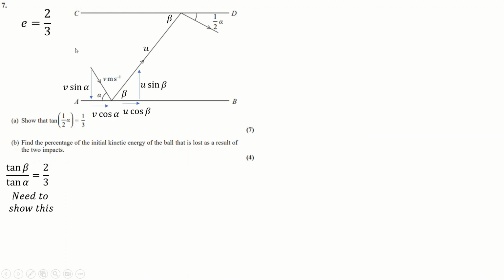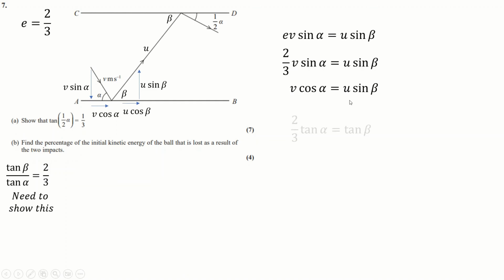So remember that rule we said earlier, speed of separation, which is essentially this vertically, over speed of approach, which is this, the approach that's coming into the wall, is equal to E. We rearrange that to say speed of separation equals E times speed of approach. So E lots of this is equal to that. Of course, E is 2/3, so I can put that in. And like I said, these two we can just say equal to each other. If we divide these, we'll get U's and V's cancelling, we'll get 2/3 tan alpha equals tan beta. And so this is where we're getting towards this, of course.